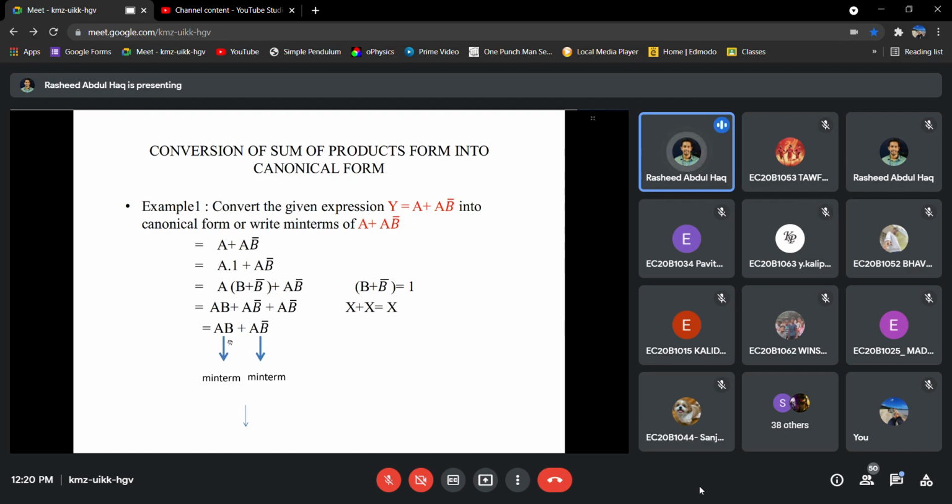This is the canonical form where in both products we have both inputs, A and B, and in the next term also we have both A and B. Understood? Sir, what is a min term, sir? That is a minimized term, like that you can see it. Okay.